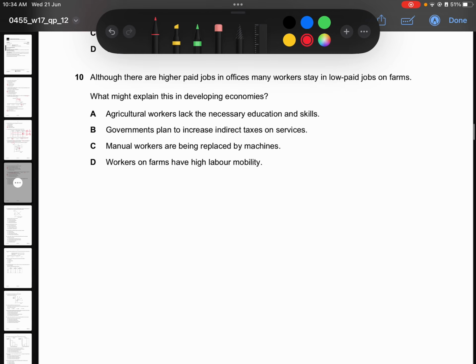Although there are higher paid jobs in offices, many workers stay in low paid jobs on farms. What might explain this in developing economies? Now, the main reason why, even though there are jobs, people are still working on farms is because they lack the appropriate skills. They lack the necessary education and skills, so hence A is correct.